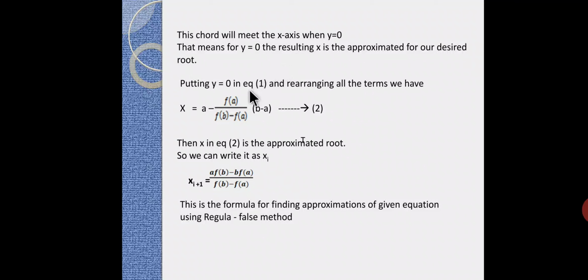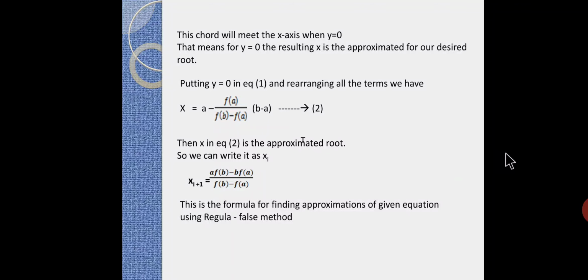Putting y equal to 0 in equation 1 and rearranging all the terms, we have x is equal to a minus [f(a) by (f(b) minus f(a))] into (b minus a). This is the formula for finding iterations of the given function using the Regula Falsi method. This can also be simplified as x(i+1) is equal to [a f(b) minus b f(a)] by [f(b) minus f(a)]. This is the formula for finding approximations of the given equation using the Regula Falsi method.